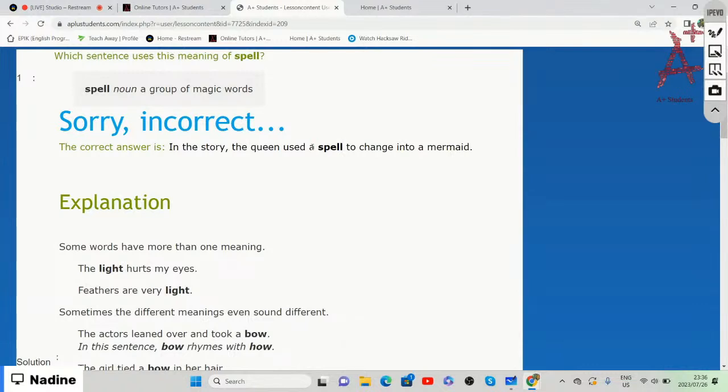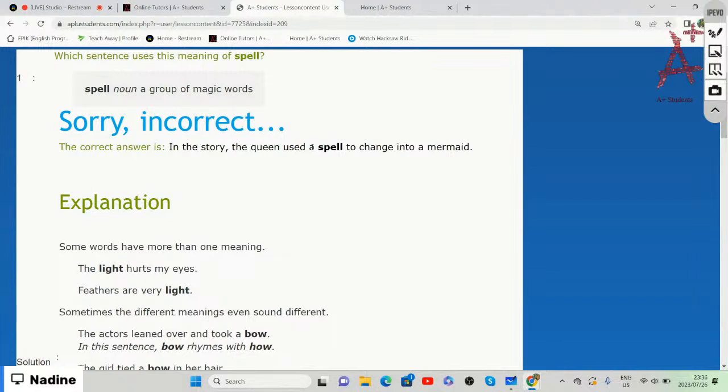So spell, which is a group of magic words, if we think of a cartoon character or a character within a story, we can maybe think of Cinderella, right? Where they use certain spell words and then it basically turned her into a beautiful princess, right?